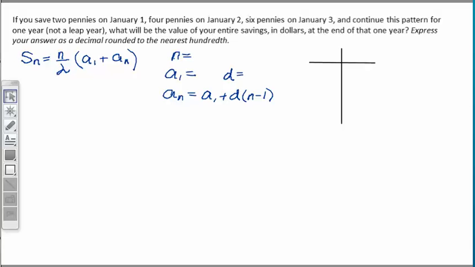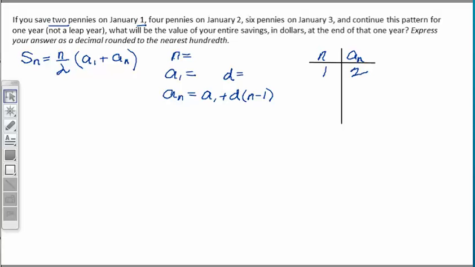Finally, we're going to read the problem and see what's going on. I'm just going to underline the important parts. It says, if you save 2 pennies on January 1st, so that's some important stuff right there. 2 pennies, January 1st. So that tells me my first term is going to be 2. All right, so what I'm going to do is write that over here. So my first term is going to be 2.